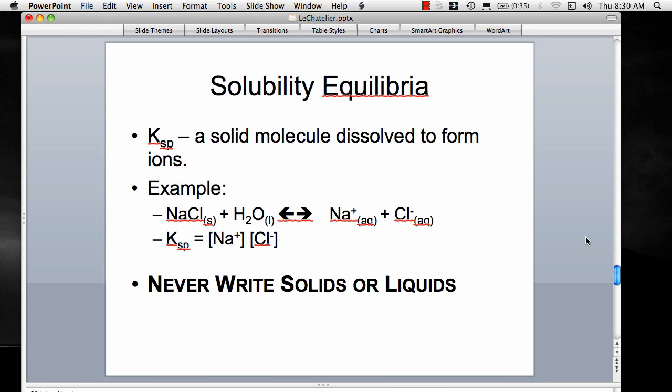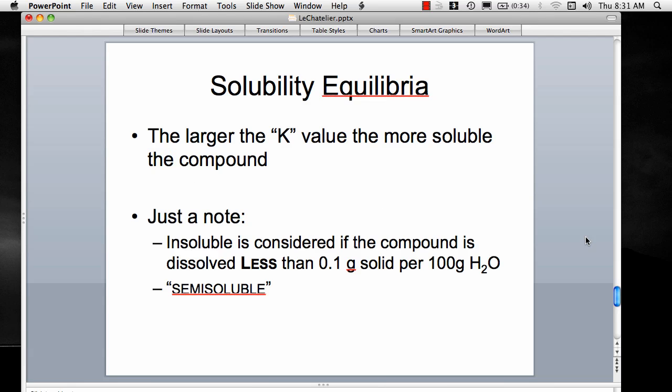If you like, which says never write solids or liquids, just put the number 1. If you still want to have a fraction, products over reactants, anytime there's a solid or liquid, just put the number 1 into the equation. It'll work the same way. It might flow better for you. The larger the K value, the more soluble the compound, the easier the ions come apart.